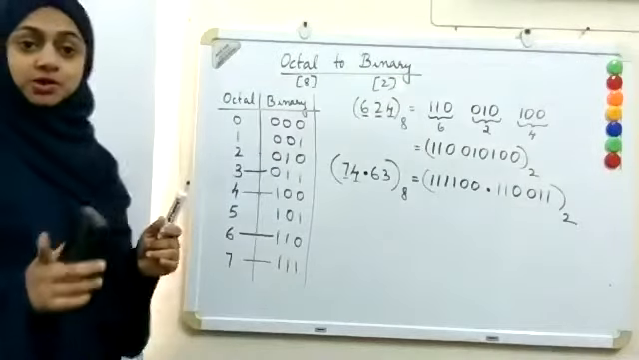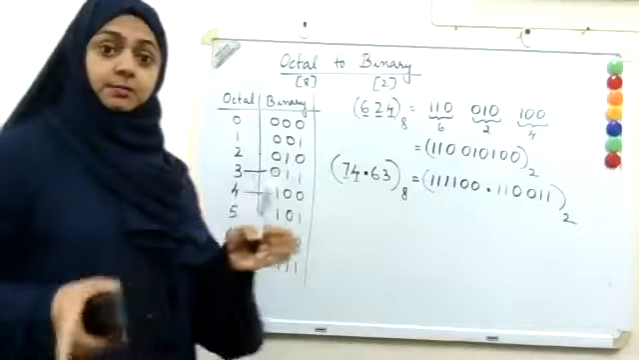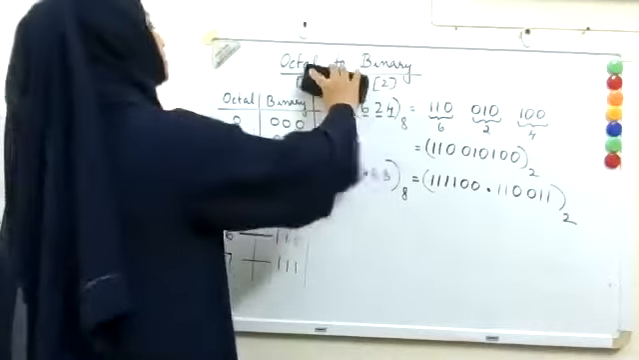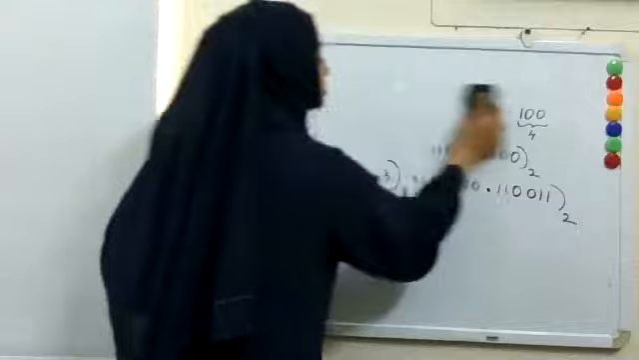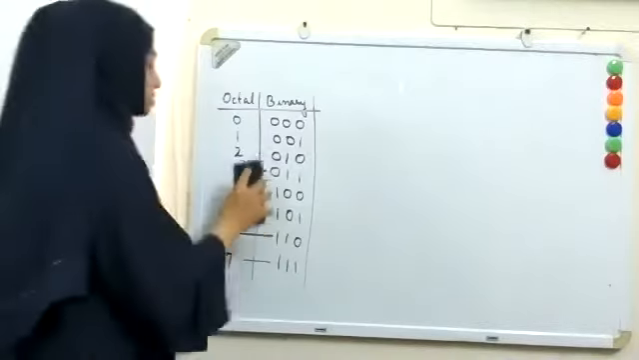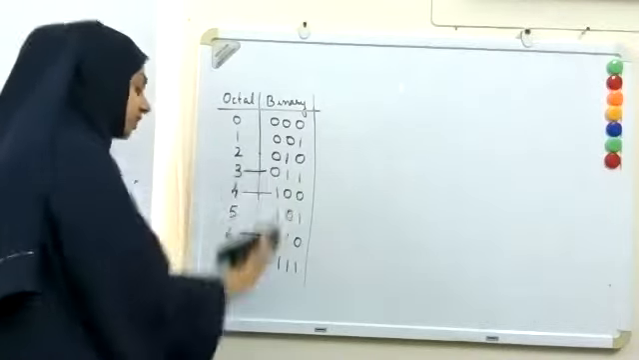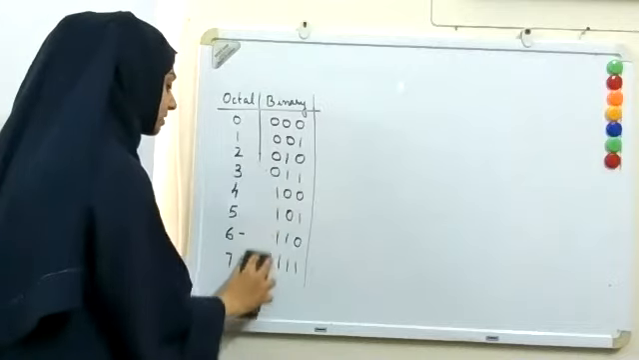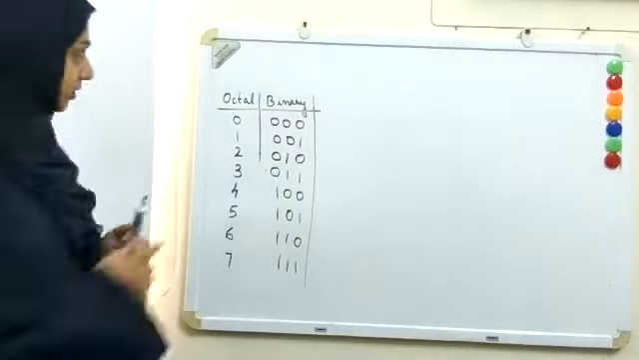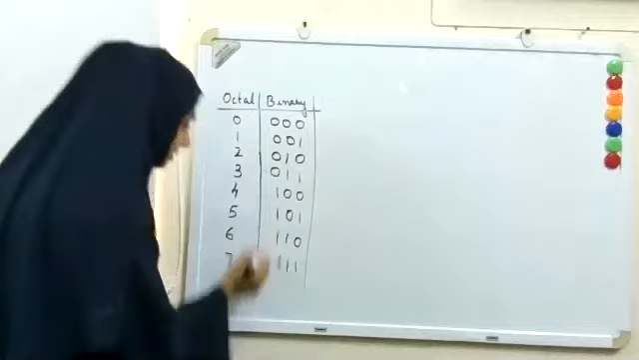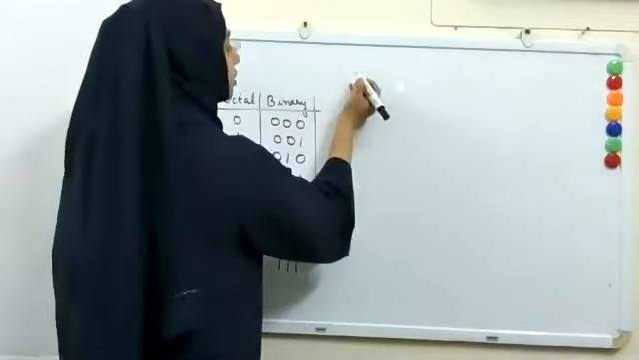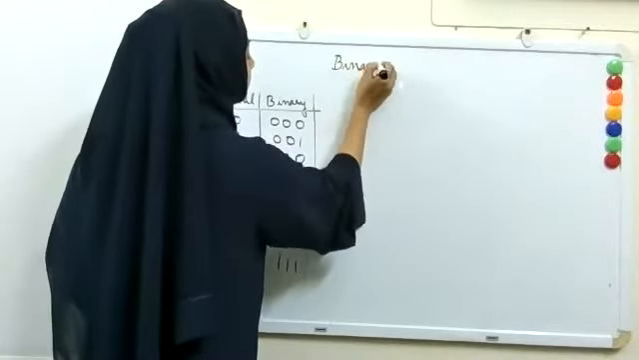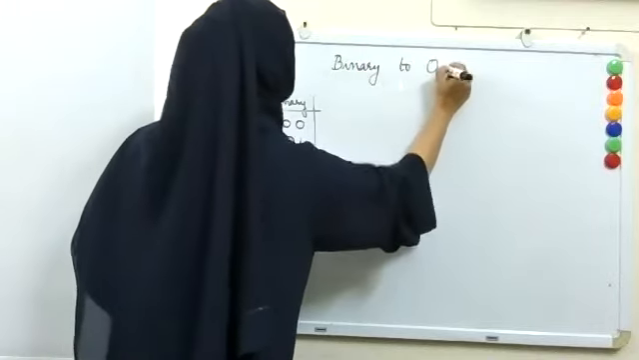Okay. Now what remains? Binary to octal, right? So let us see how to convert binary to octal. For binary to octal, the method is similar. We will require the table, so I'm not going to remove the table. Let the table be here. Let me show you how to convert a binary number to octal.